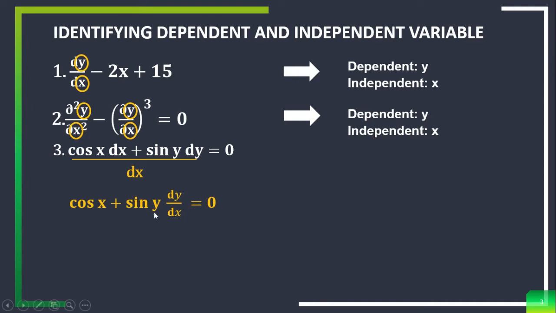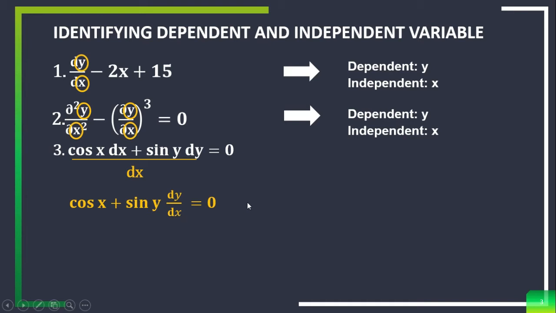Cos x plus sin y times the derivative of y with respect to x is equal to 0. And since this is our only derivative here, the variable used in the numerator is y. So this is our dependent. And for the denominator, the variable x is the independent variable.